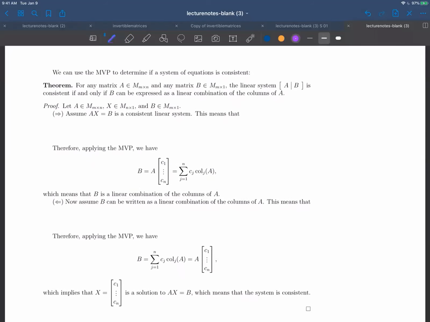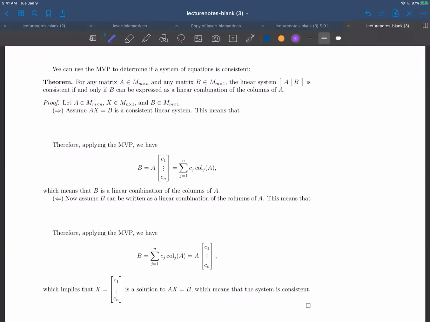This theorem says that for any m by n matrix A and any m by 1 matrix B, the linear system AB is consistent if and only if B can be expressed as a linear combination of the columns of A. So if you hear the words linear combination of the columns of A, that should ring your MVP mental bell. We should expect that the MVP is going to come into play here because the MVP is about linear combinations of columns of a matrix.